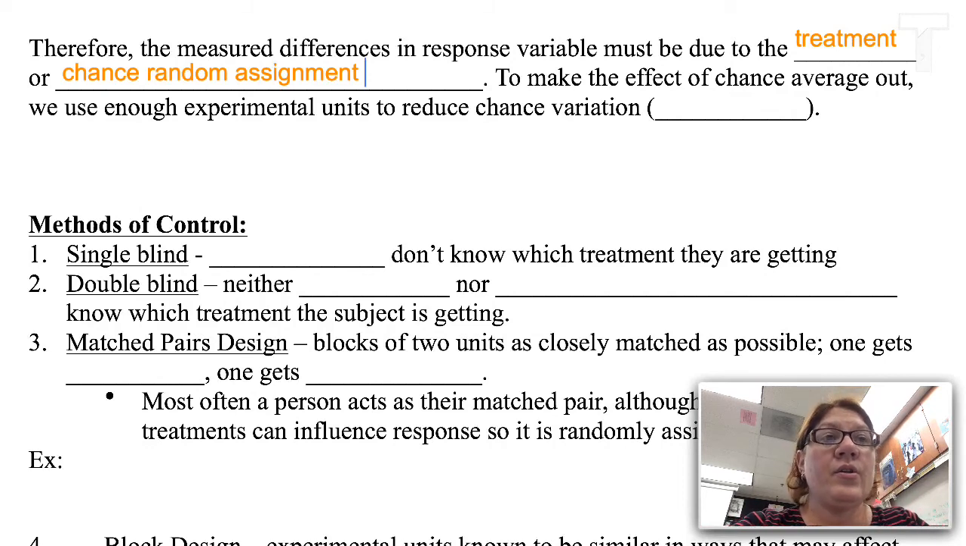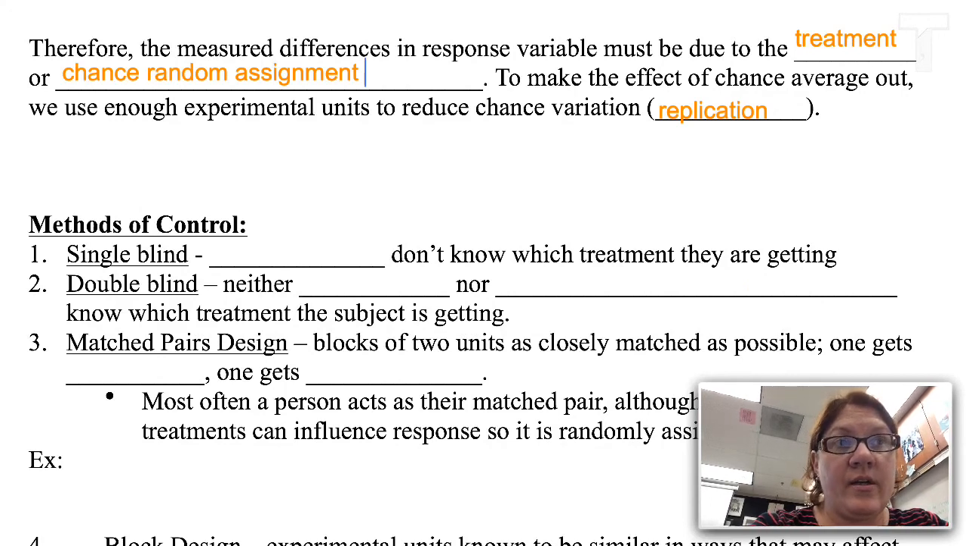And so in order to make the chance effect average out, we just use enough units to reduce that variation. In other words, we try to replicate so that we get rid of all those chance random assignments messing up our results.